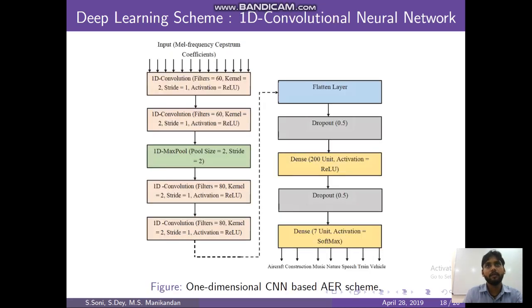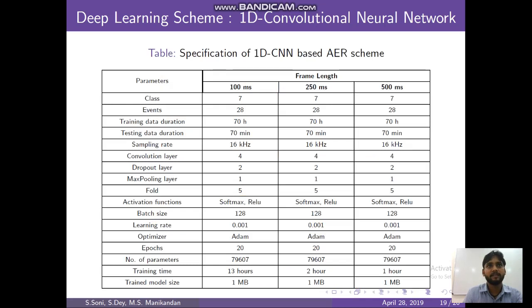As the third scheme, we selected a 1D convolutional neural network. The proposed model consists of 4 convolution layers, 1 max pooling layer, 2 dropout layers, 1 flattened layer and 2 fully connected layers. The detailed architecture of the network is shown in this figure. It takes the MFCC feature as input and produces the detected class as output. The specification of the 1D convolutional neural network based AER scheme is shown in the table.